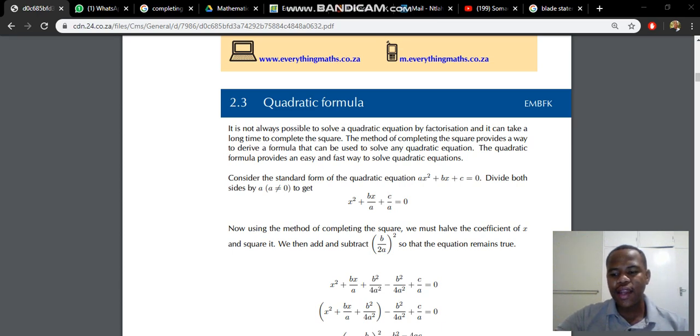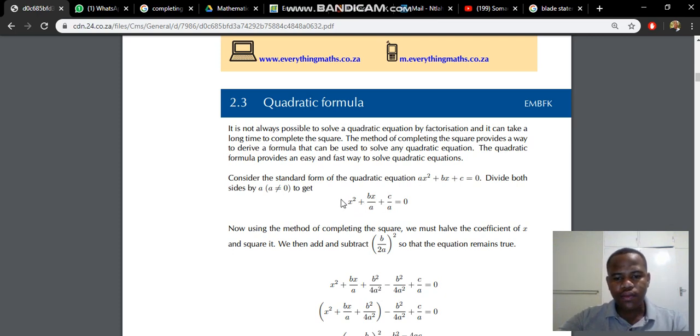So let's now complete a square on this business. On the generic formula of the quadratic equation, we have ax squared plus bx plus c is equal to 0. Let's now complete a square on that and see what we get.